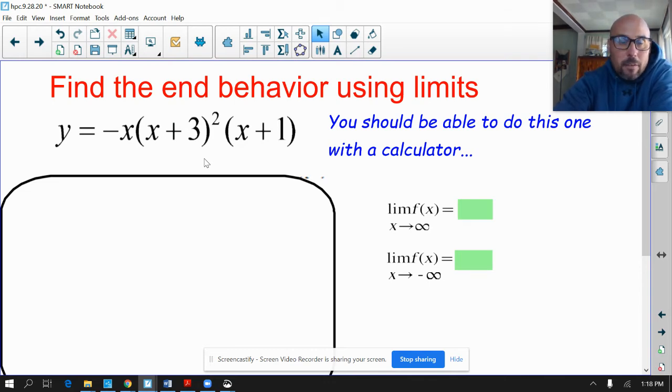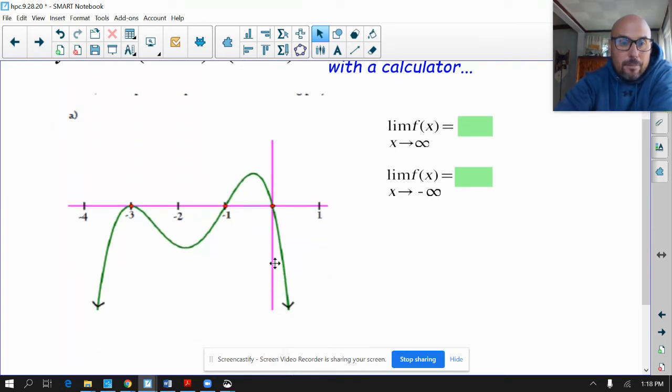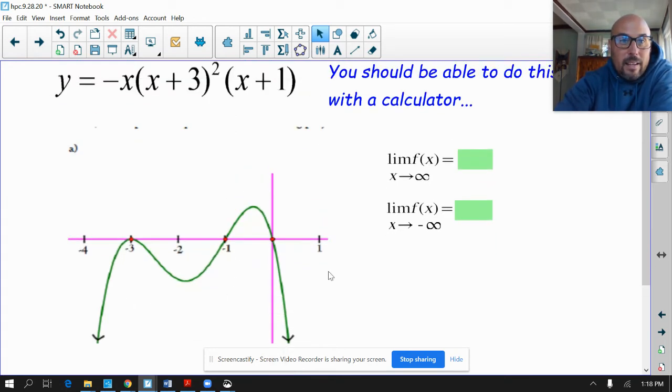Now, x to the fourth, that's an even degree. So both sides are behaving the same way. Here's what that graph looks like. And it's negative 1 times x to the fourth. So when x gets really, really large, you're raising that large number to the fourth power, and then you're multiplying it by negative 1. So it pulls it down to negative infinity.